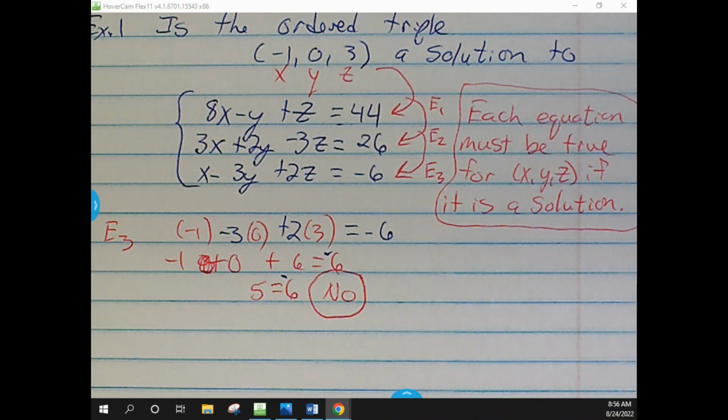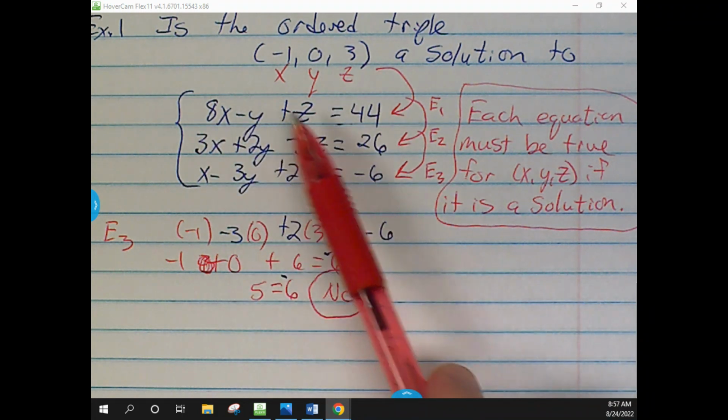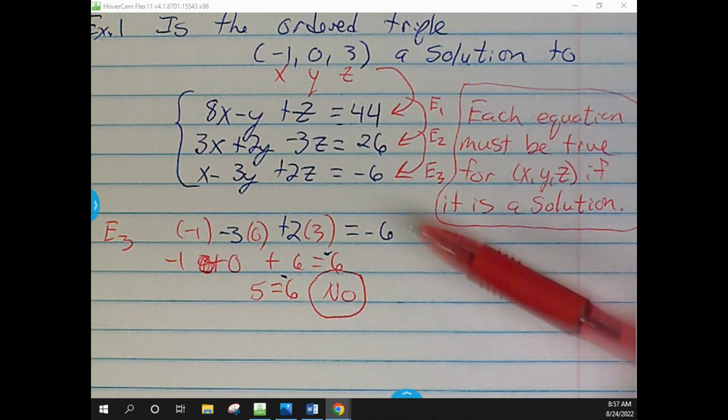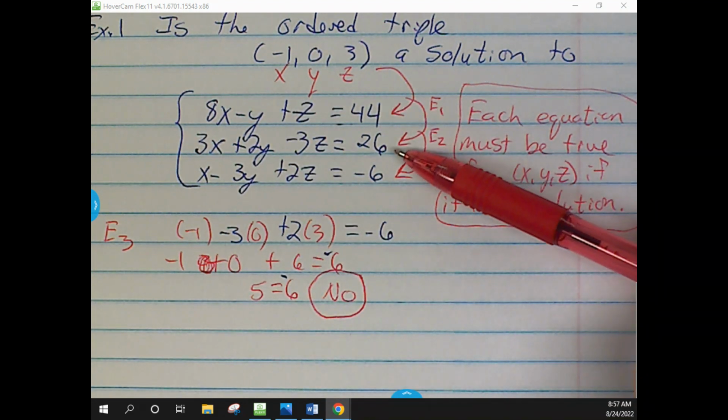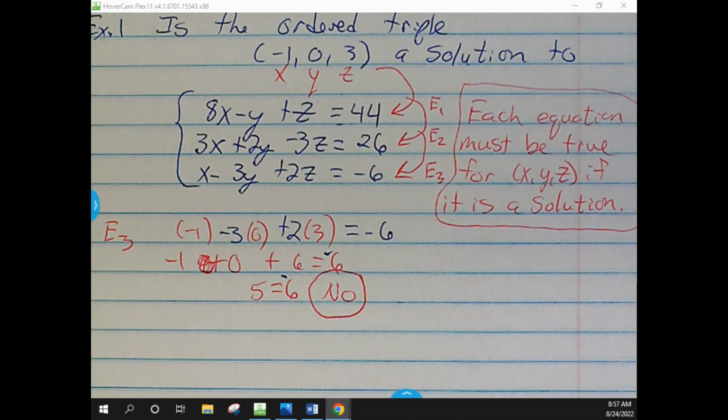Okay, so if you get one of those, it's pretty straightforward. Just take the numbers you've got, plug it back into each equation, and if you get no at any point in time, you can just stop and say it's no. If you get yes on the first one, go to the second one. If you get yes on the second one, go to the third one. If you get a yes on the third one, then the whole thing is yes. But if any one of them is no, then you can stop and you're done.